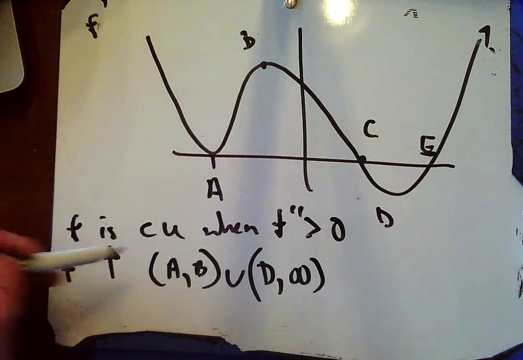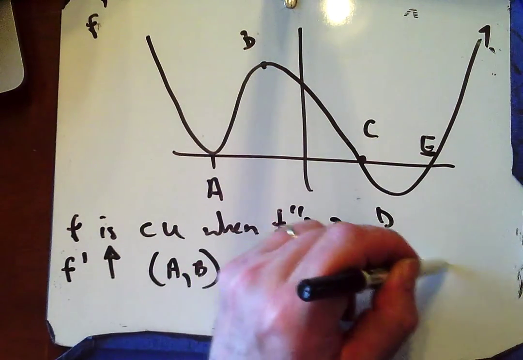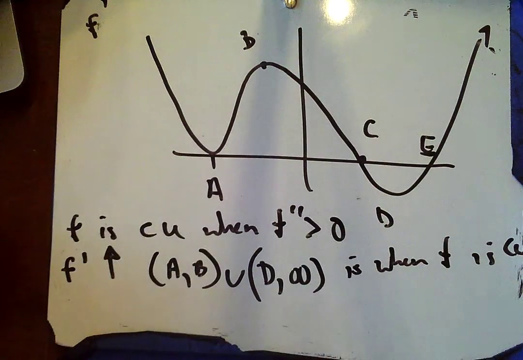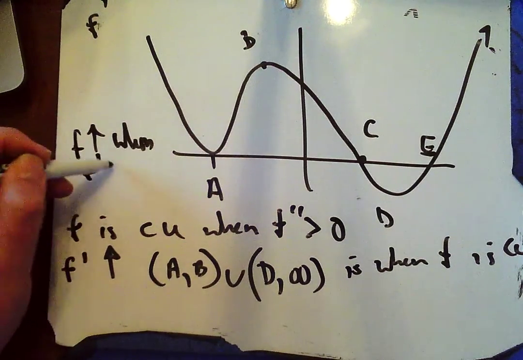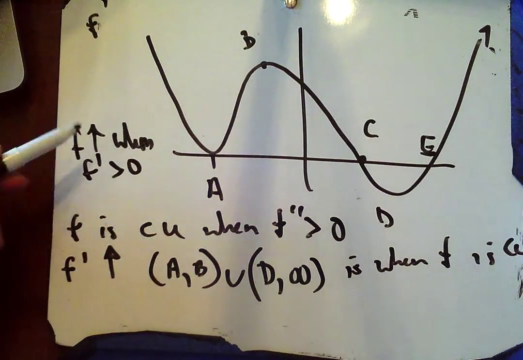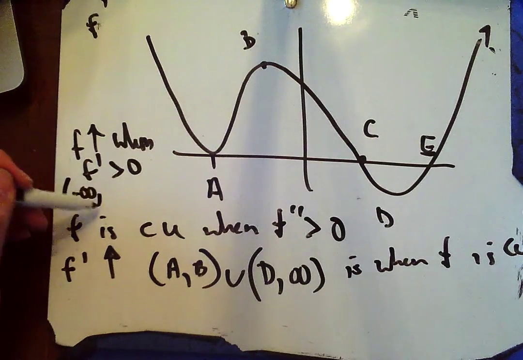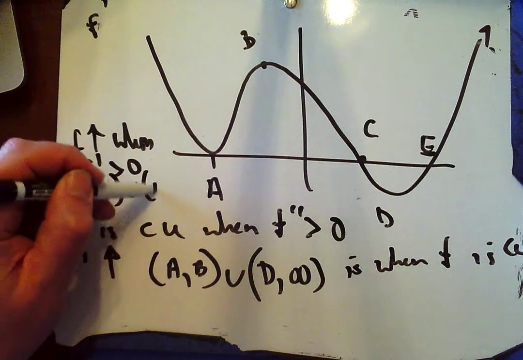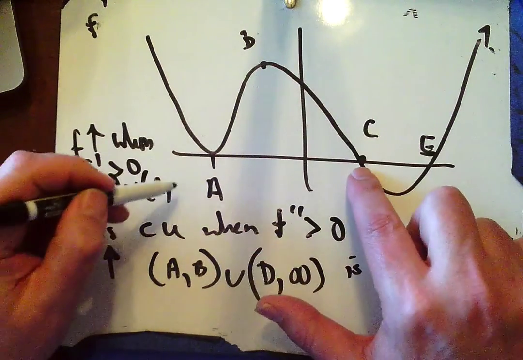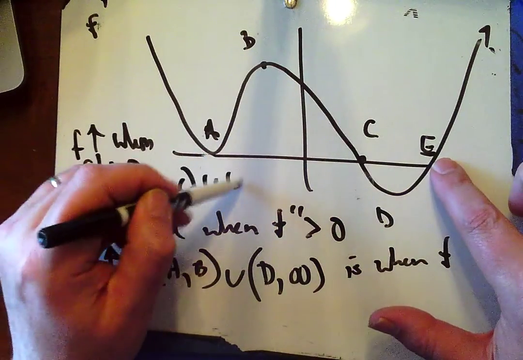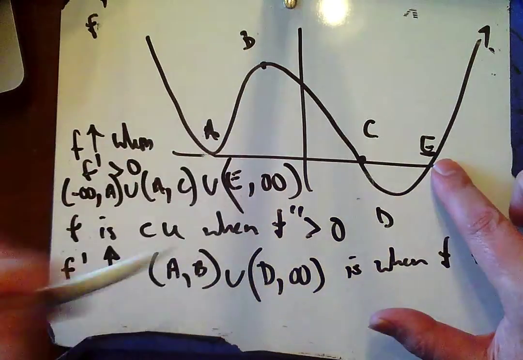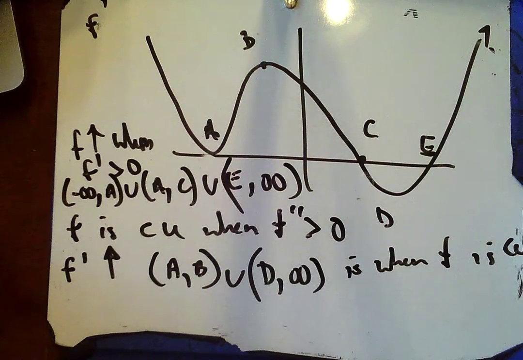So that's concave up, is when f is concave up. Concave up, we did that one. When f is increasing. Well, f is increasing when f prime is greater than 0. So that's going to happen at negative infinity to A union A to C union E to infinity. Okay? Those are the places where f is increasing.